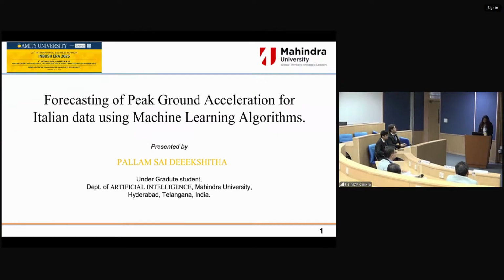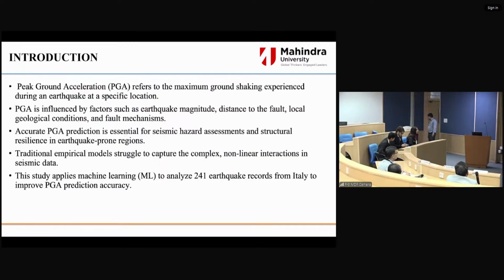Good morning, everyone. I am Pallam Sai Dikshita, an undergraduate student from Mahendra University. Today, I will be presenting my research on forecasting peak ground acceleration (PGA) for Italian earthquake data using machine learning algorithms. Let's begin with a brief introduction to peak ground acceleration and why it's important.